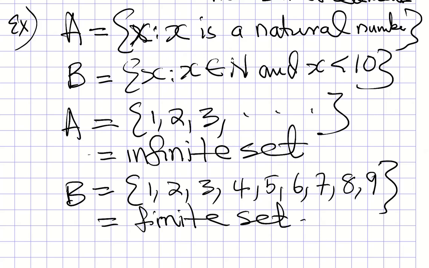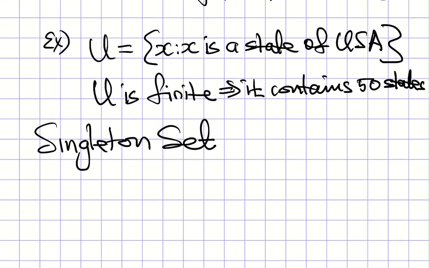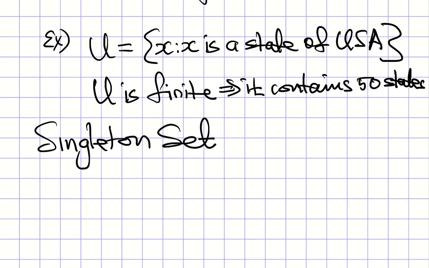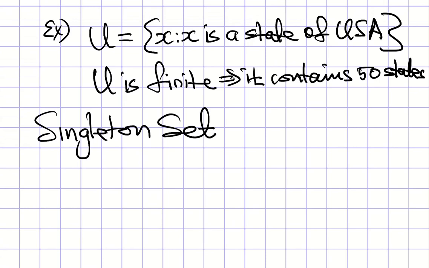That's what that means. All right, see, this is one more example here. The set U stands for x such that x is a state of the United States. Of course, U is finite because U contains 50 states, right? So I just want to give you that example. That way it helps you to understand the concept.